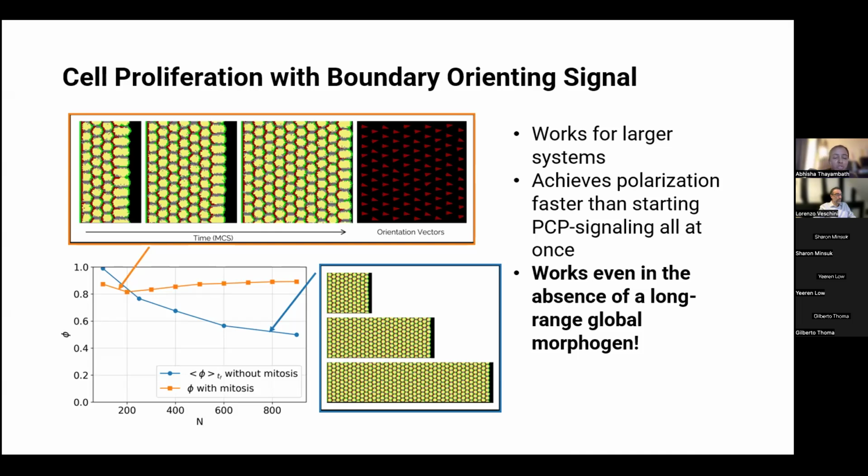If you look at the graph, you can clearly see that for the case when you don't have cell proliferation, the results are really bad as you increase the system size. When the system size is, say, 900 or 1,000 cells, the global polarization drops down to 0.5. Whereas if you start with a small patch of tissue that's already polarized, and then you let the cells at the boundary grow and divide, you can see that the polarity propagates within the entire tissue, and it works even for very large system sizes.